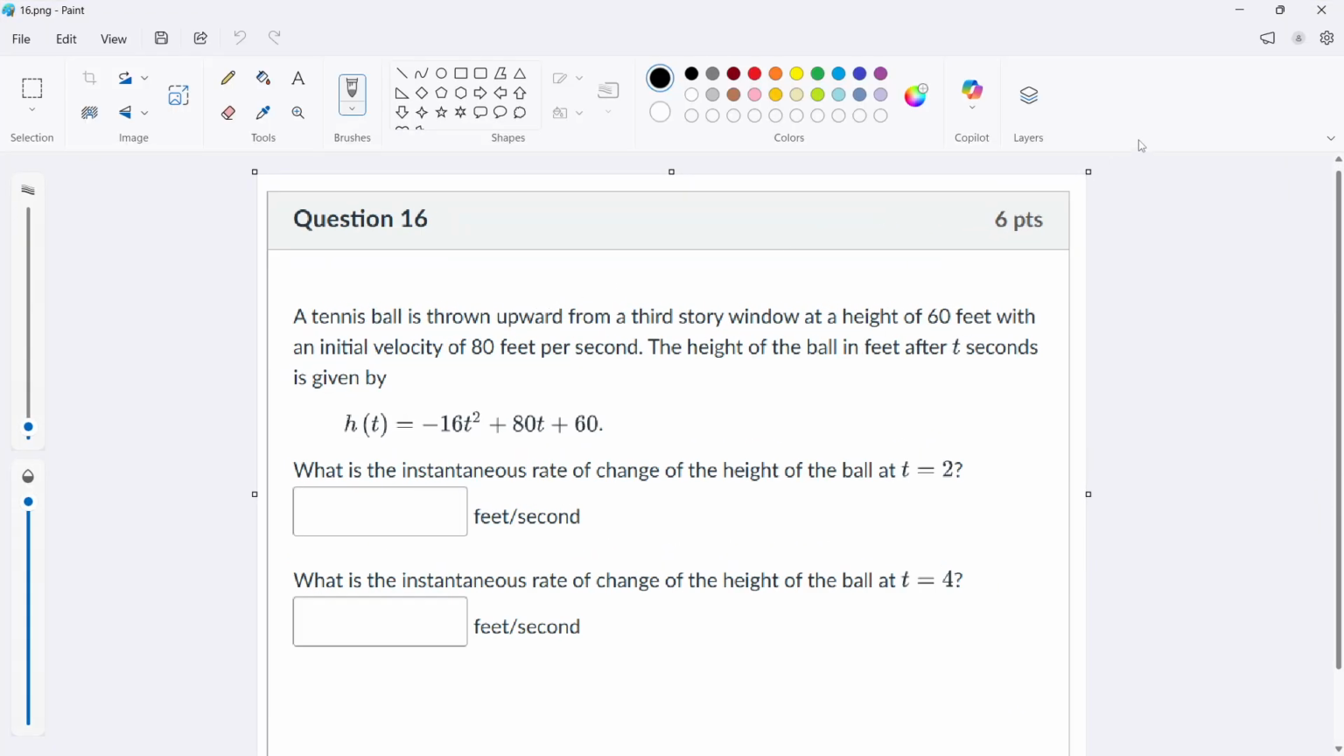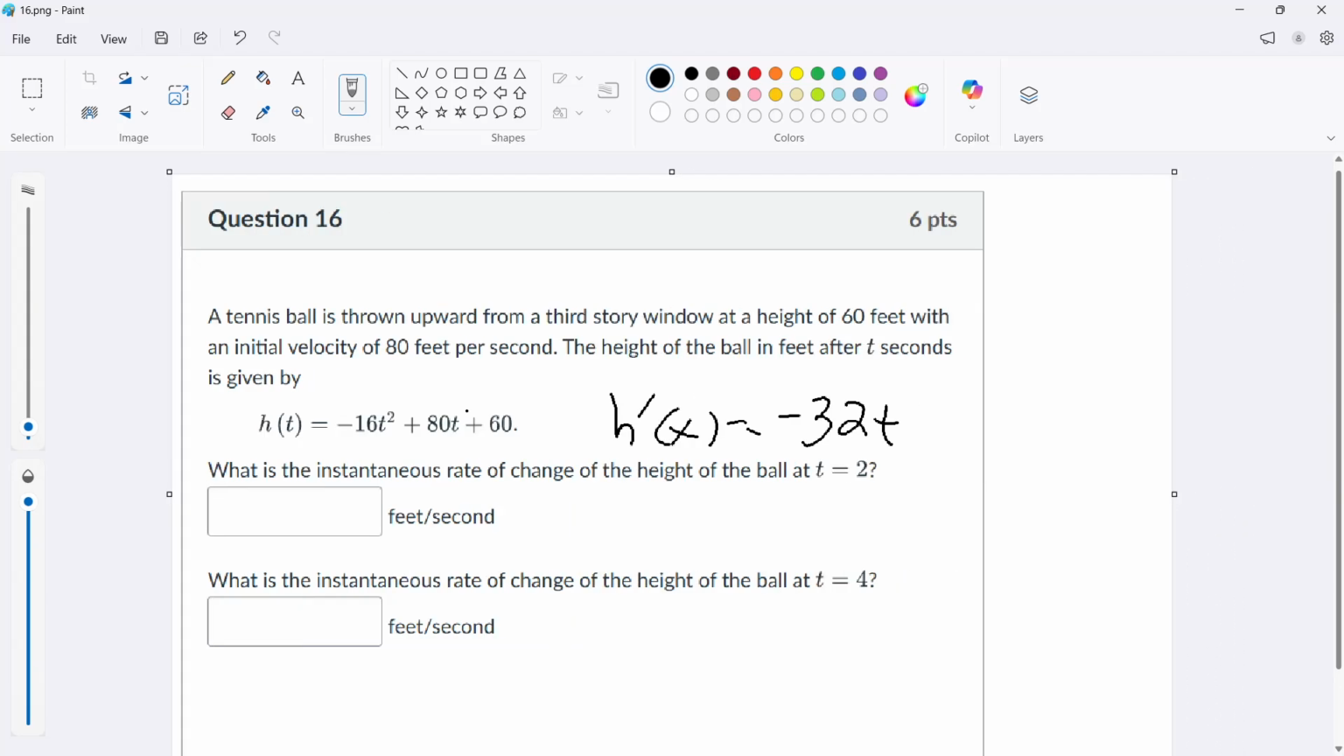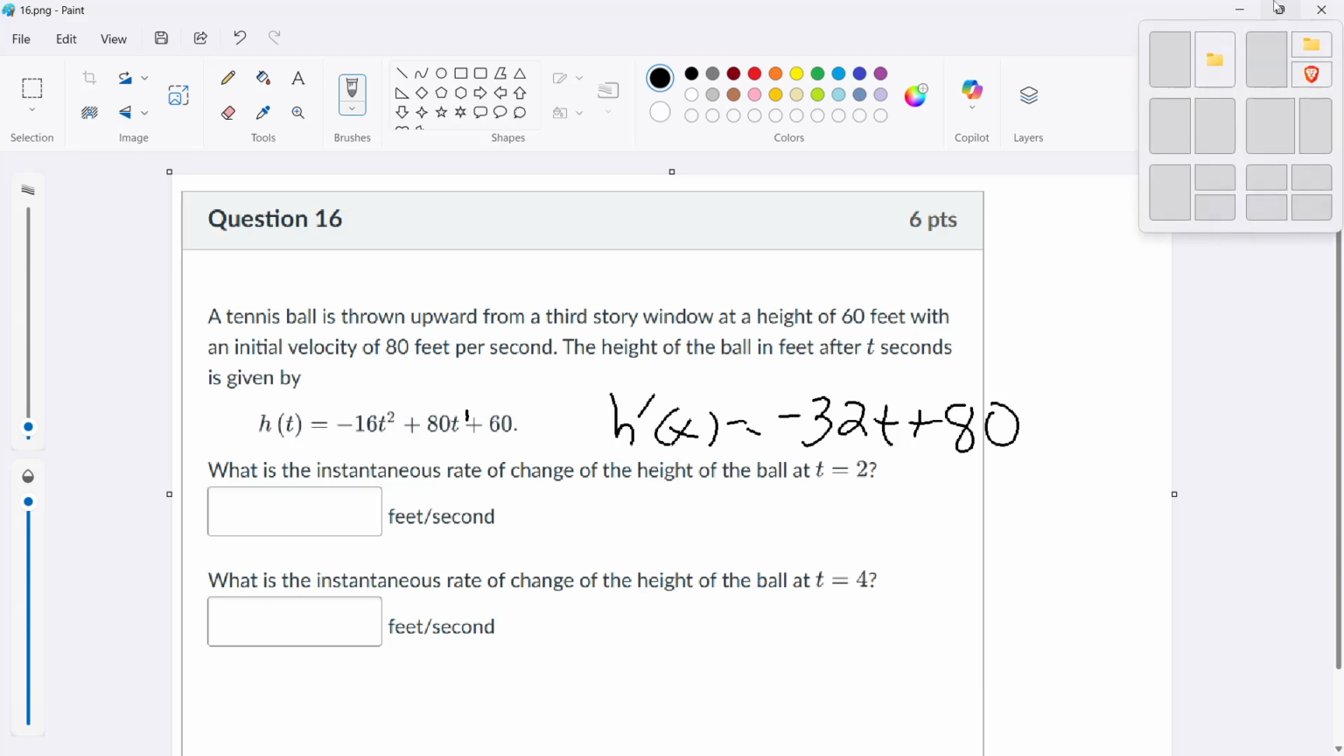A ball is thrown upward from a third-story window at a height of 60 feet with an initial velocity of 80 feet per second. The height of the ball in feet after t seconds is given by this. Well, I think I see instantaneous rate of change, so I'm going to have to find the derivative. 2 times negative 16 is negative 32. 2 minus 1 is 1. That's not supposed to be an x, it's a t. Negative 32t. And then 1 times 80 is 80. 1 minus 1 is 0. T to the 0 is just 1. So negative 32t plus 80 is the derivative of this height function.